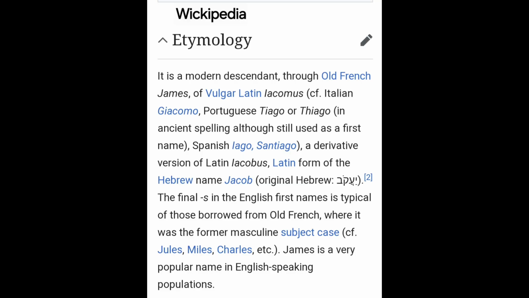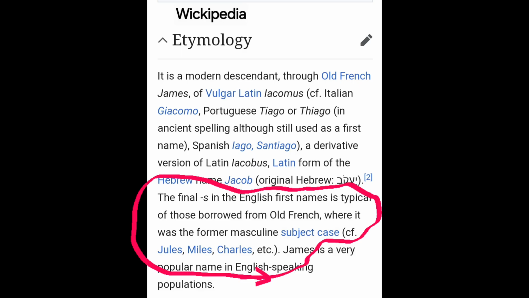Wikipedia offers some suggestions. It says it is a modern descendant through Old French James of the Vulgar Latin Iacomos. Notice here that the B has become an M and the final S has been added. And through the Portuguese Tiago and the Spanish Iago, we see a softening of the K. And we see that the final S in the English first names is typical of those borrowed from Old French. Examples are Jules, Miles, and Charles.